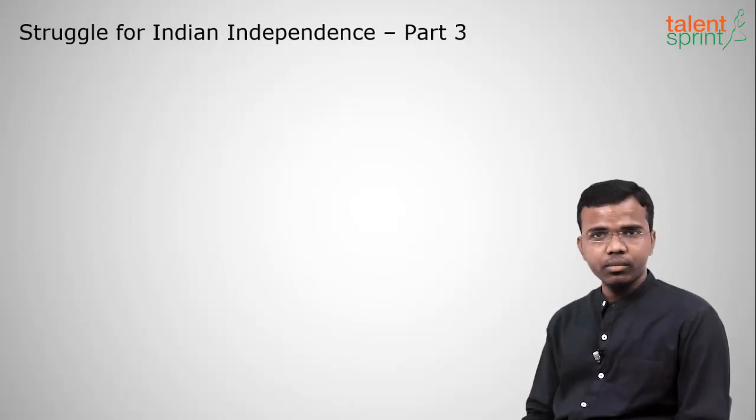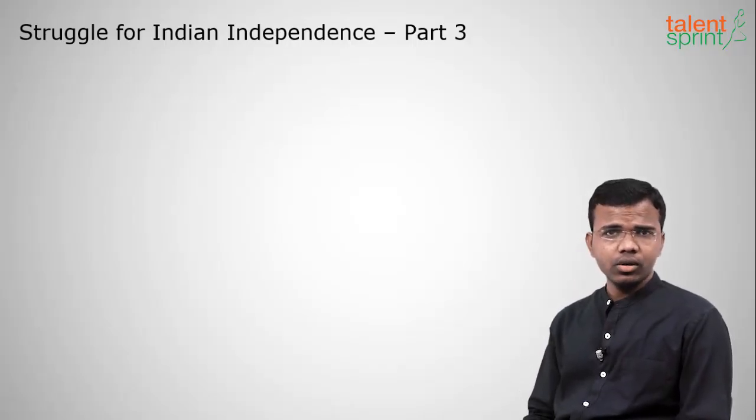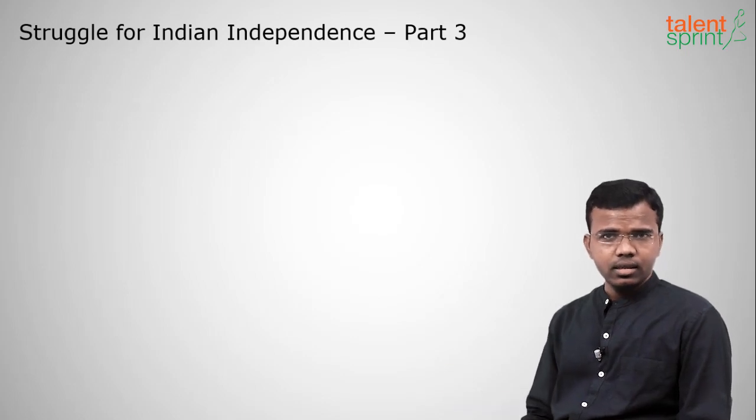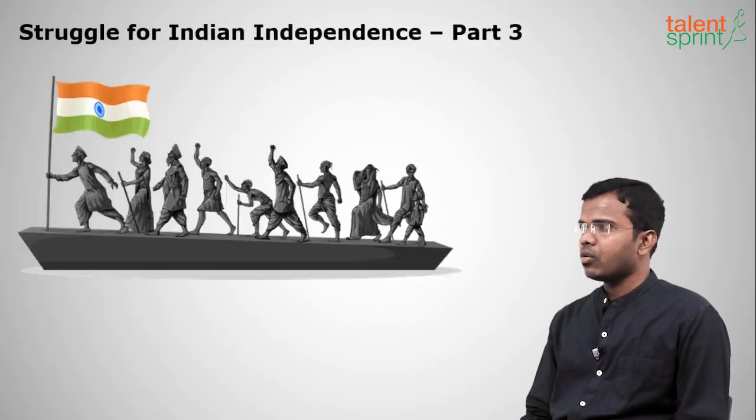So now we shall discuss part 3 of the struggle for Indian independence. In part 2 we concluded with Gandhi's entry into the freedom movement. The last one was the Kheda Satyagraha in 1918. Now we shall see the chronology of events in this part 3.